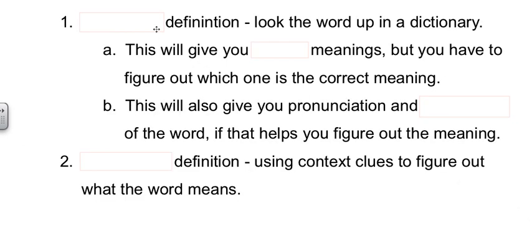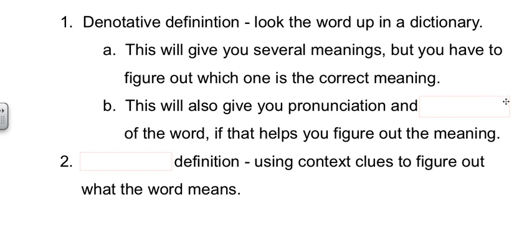The first one is a denotative definition. In other words, you take the dictionary and you look up the meaning of the word. The dictionary is probably going to give you several meanings, but you have to figure out which one is the correct meaning. They're all a little bit different, and you figure out which one is correct by rereading the sentence and replacing the definition for the word to see if it makes sense.